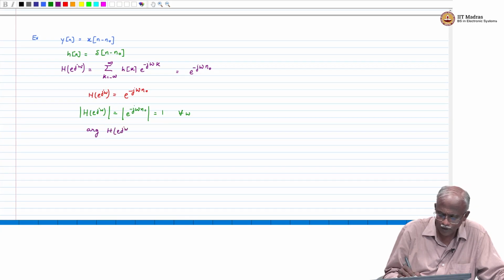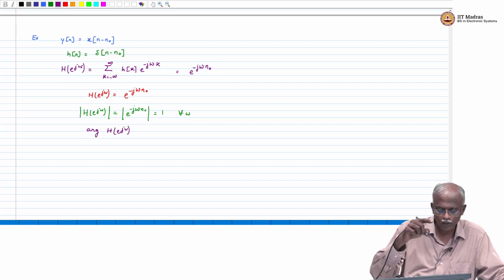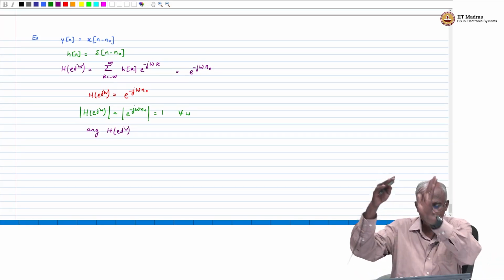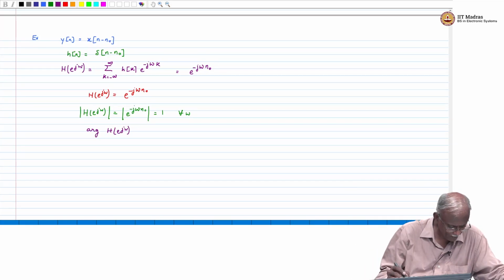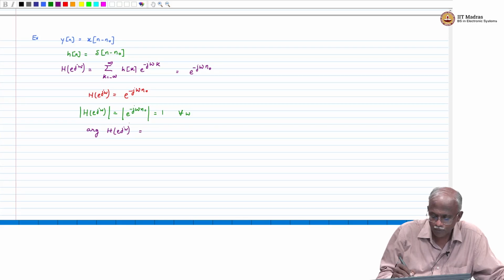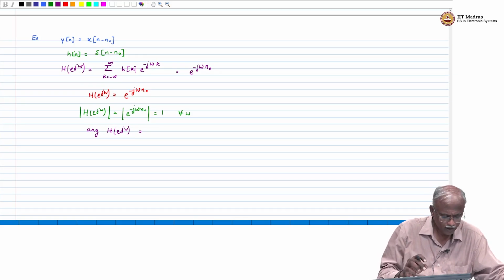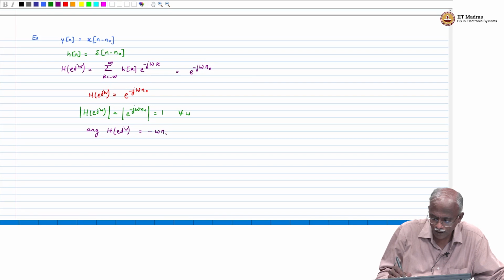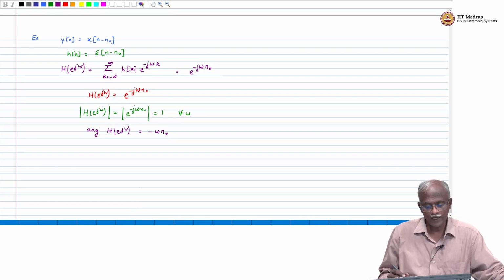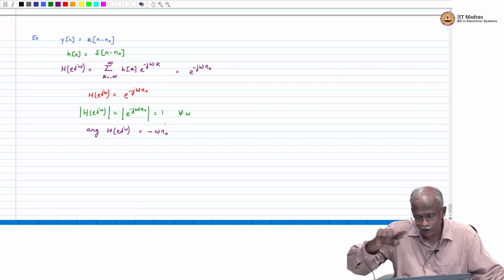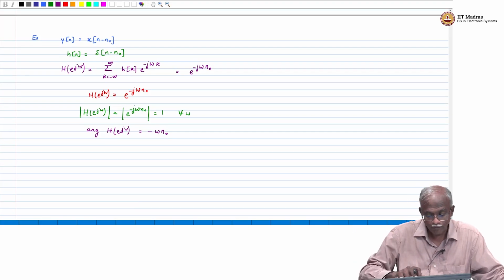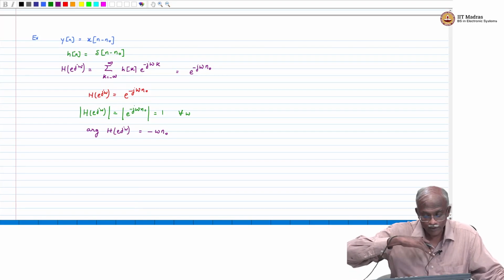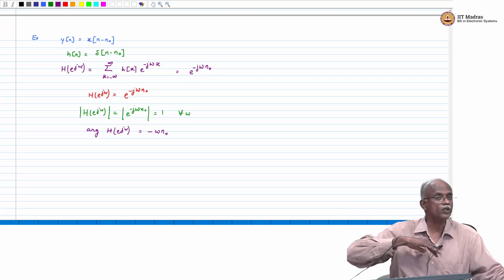Okay. What is the argument of H(e^{jω})? Okay, so basically you want to look at e power j times the argument. So the argument of the frequency response of this LTI system is given by minus omega n naught. Okay, the magnitude response is a constant. The phase varies linearly with omega.